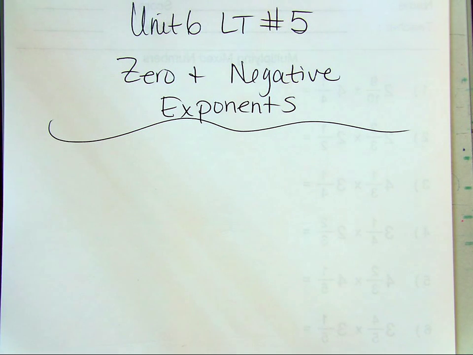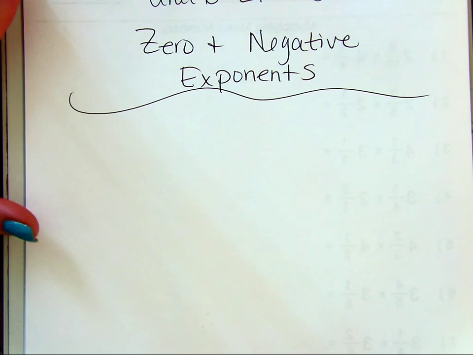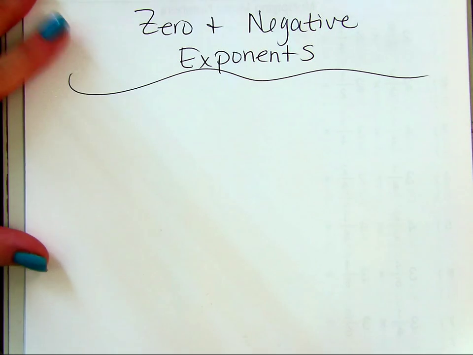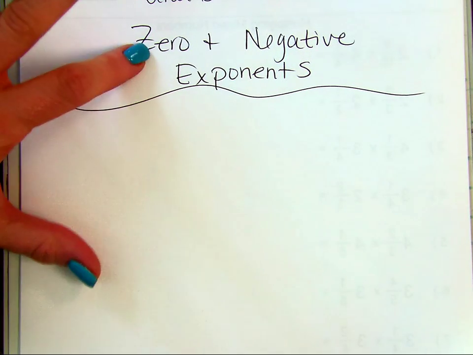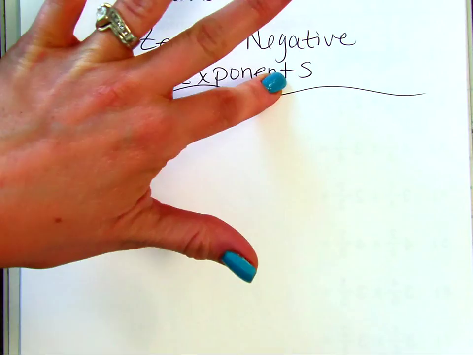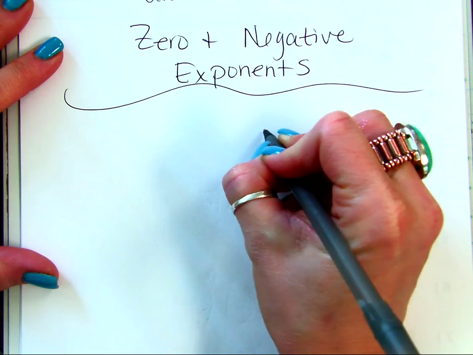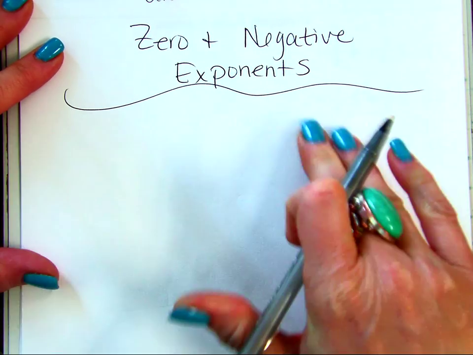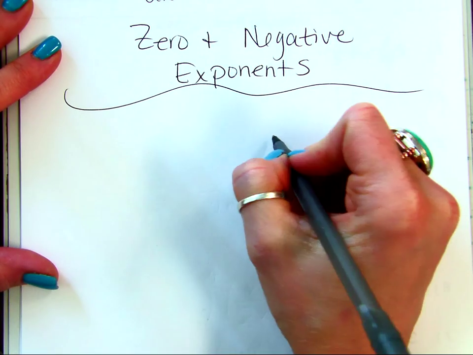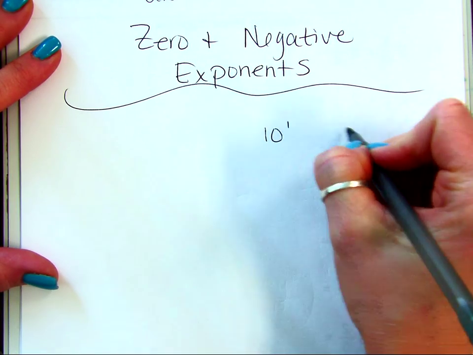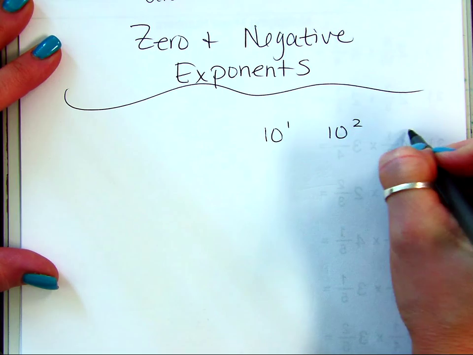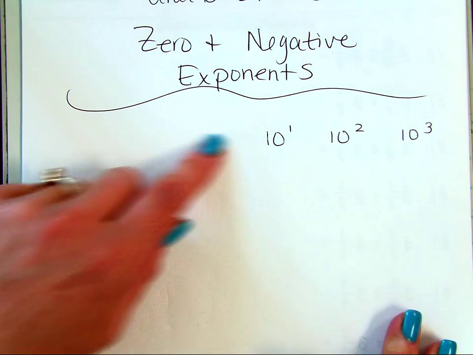So in math, we use patterns to help us figure things out. So we're going to use patterns right now to figure out what to do about zero exponents and negative exponents. So somewhere off to the middle of your paper, because I'm going to be going to the left here, just write 10 to the first, 10 to the second, 10 to the third. Okay, leave yourself a little space here.